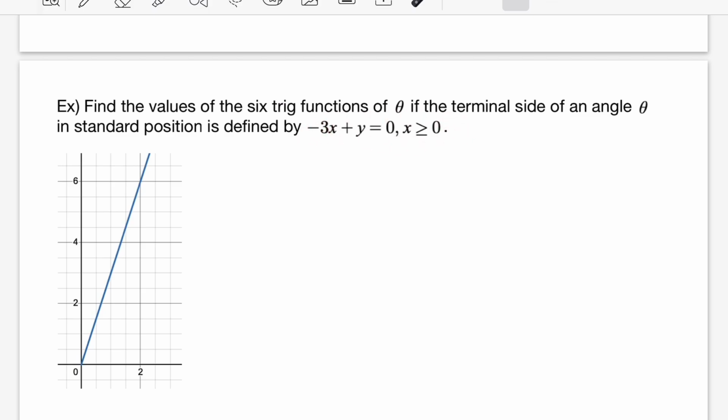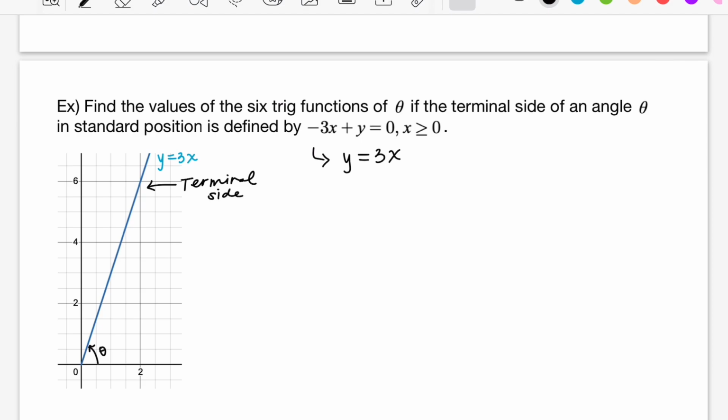So first, what we'll do, just to make our lives a little bit easier, is solve for y. We have minus 3x plus y is equal to 0. So what we can do is add 3x on both sides, and we'll just get y is equal to 3x. Now, this becomes a little bit nicer. The graph of y is equal to 3x is on the left here. And we have some angle theta in standard position here. So this means our terminal side is given by this line, y is equal to 3x.